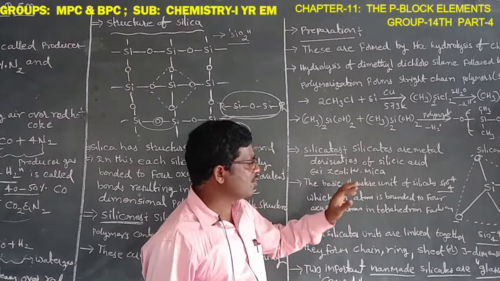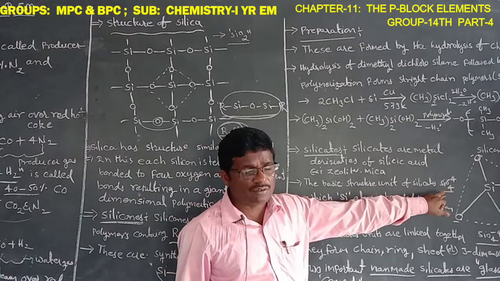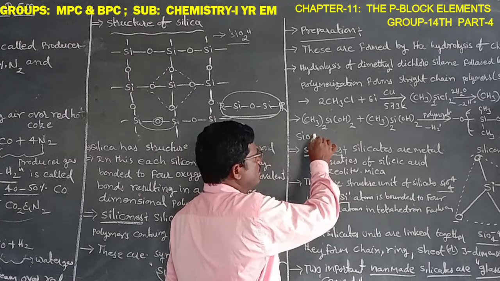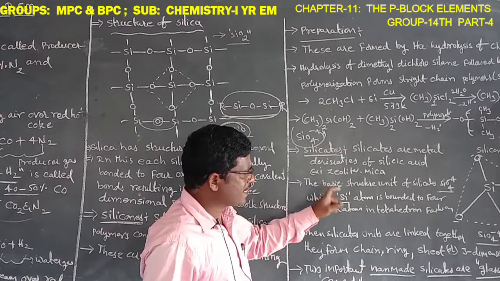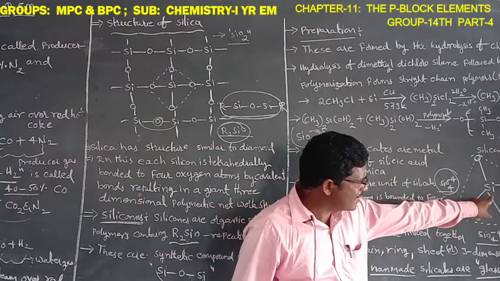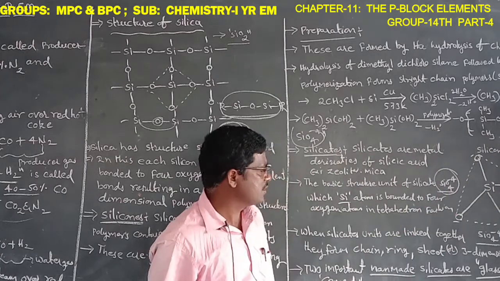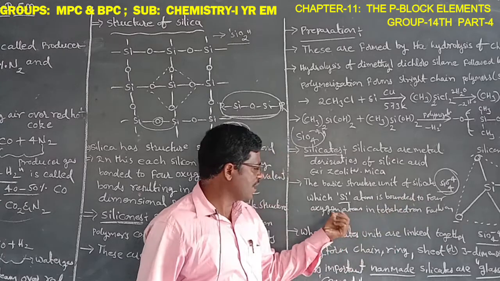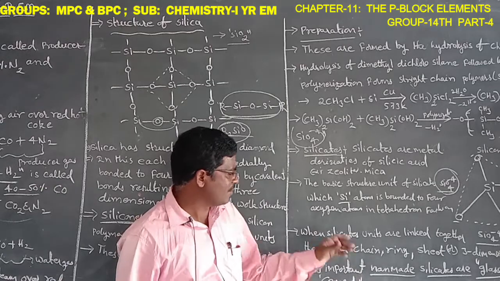Examples are zeolites and mica. The basic structural unit of silicates is the SiO4 4- unit. Silicates exist like that. The structure consists of SiO4 4- units, where silicon is the central atom bonded with four oxygen atoms to form a tetrahedral unit.